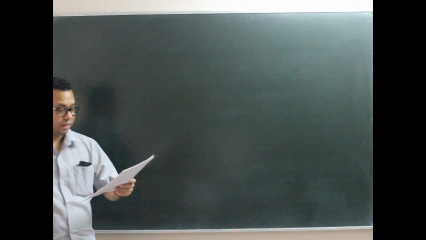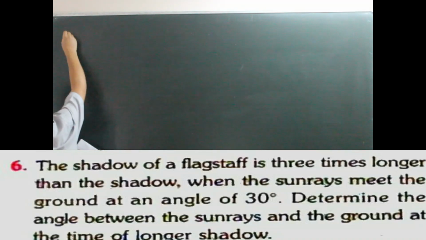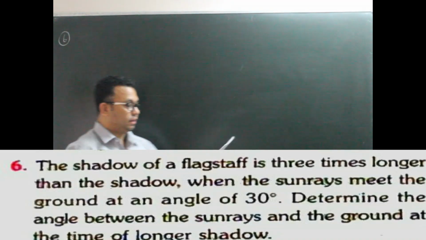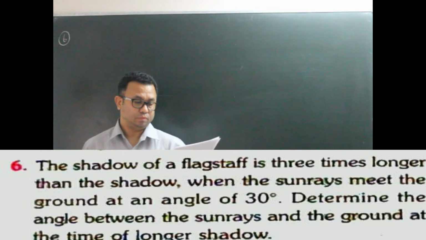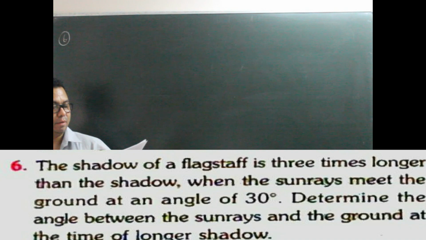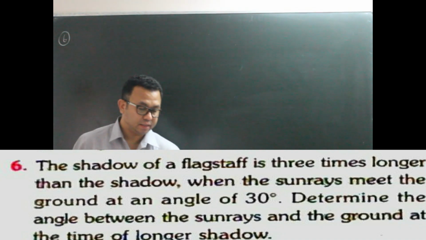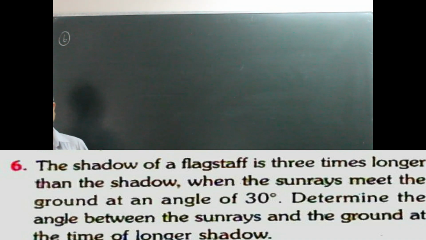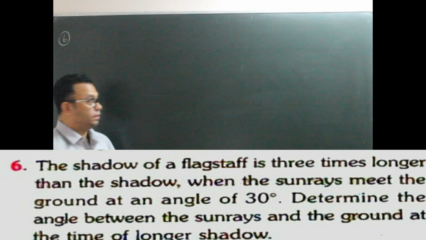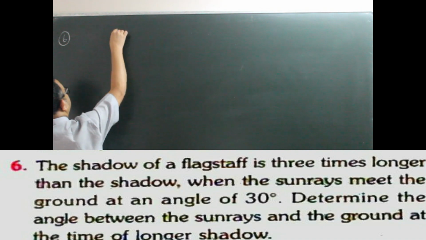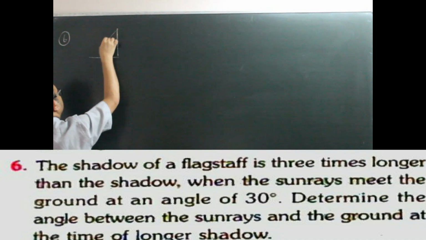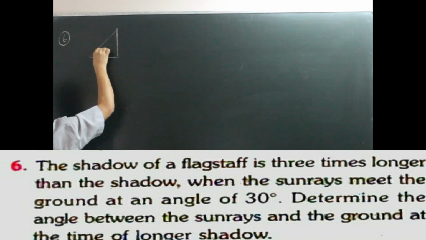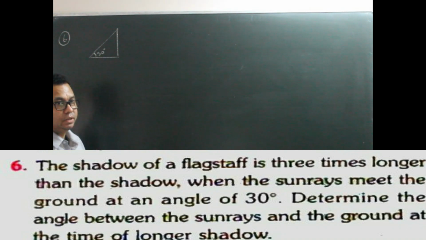Question number 6 says the shadow of the flagstaff is 3 times longer than its shadow when the sun rays meet the ground at an angle of 30 degrees. Determine the angle between the sun rays and the ground at the time of the longer shadow. Okay, they have given you 2 situations here. A flagstaff, this is the flagstaff, and you know the shadow is always down. This angle in the first case they are saying is 30 degrees.